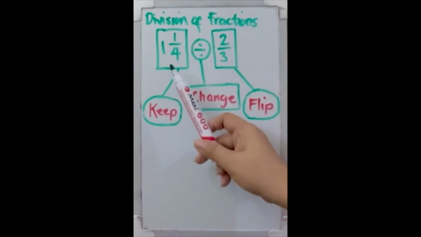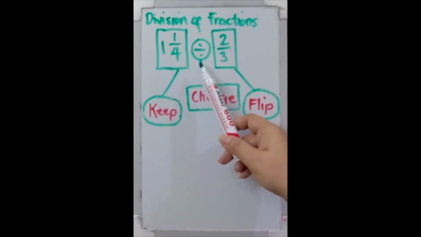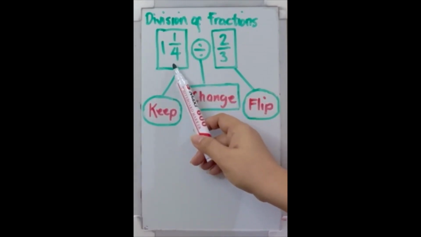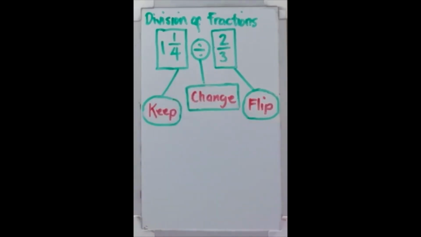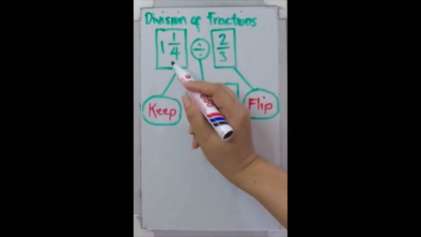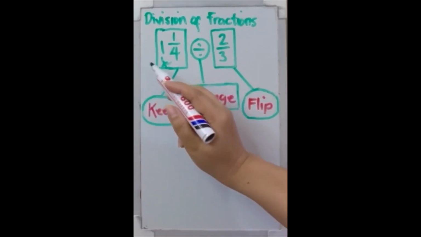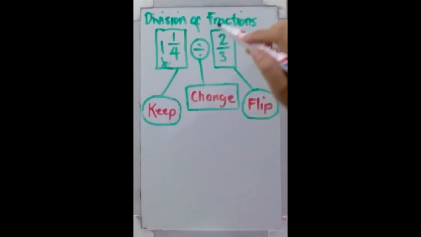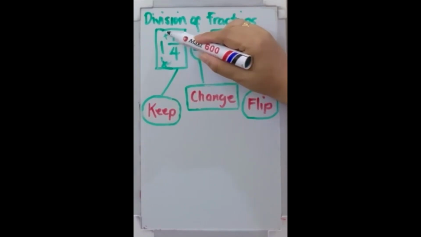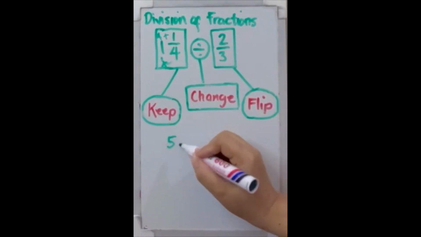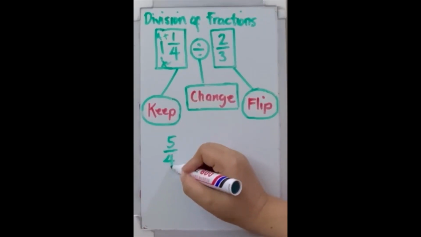Our next example, 1 1/4 divided by 2/3. Here, 1 1/4 is a mixed number, so we still need to convert this to an improper fraction. How to do that? We will multiply 4 and 1. So multiply, this will give us 4. And then 4 plus 1, and that's equal to 5/4.